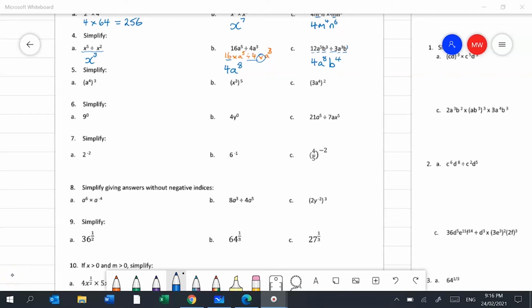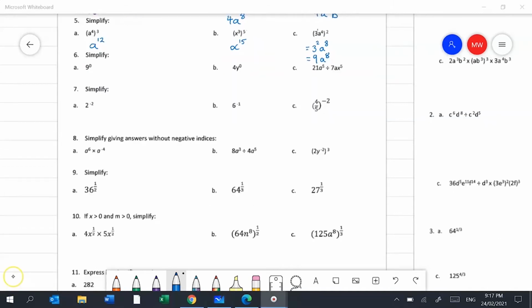Question 5 is where we've got brackets. And when we've got brackets, if you have a look back at the index laws, we have to multiply the indices in this case. So it is a to the power of 4 times 3, which is 12. Similarly, in the second one, we've got x to the 3, and then it's 3 times 5, so it becomes x to the 15. But question C, we have to be careful. There's a 3 inside the brackets that actually has a little 1 above it. So it becomes 3 to the power of 1 times 2. So that's 3 squared. And we've got a to the 4. So 4 times 2 becomes 8. And if we can simplify this, we will. And so we know 3 squared is 9, a to the 8.